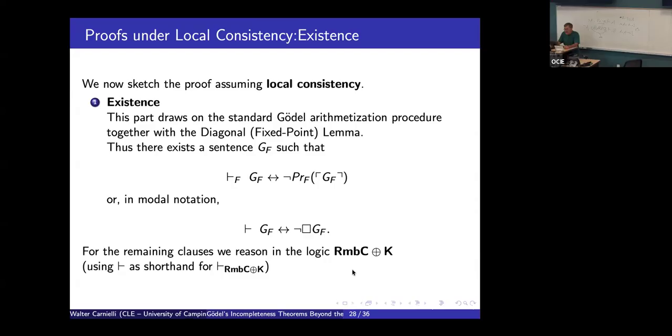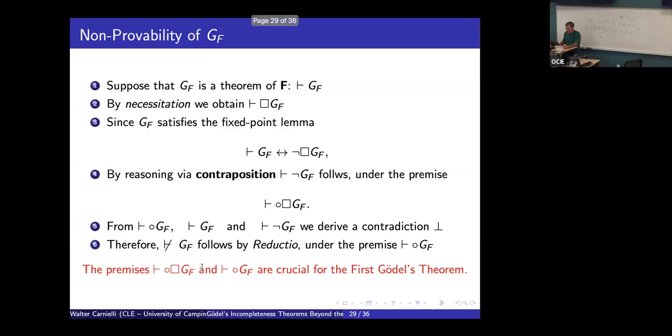Otherwise I don't finish. So okay, we now sketch a proof. Existence is basically, I go quickly because I'm running out of time. Existence is based on a diagonal fixed point lemma. So existence is okay. It's a mathematical thing. Many things in mathematics are existential, right? That's why Brouwer objected against classical mathematics. Provability of G_F, non-provability of G_F. Now suppose that G_F is provable. By necessitation, we obtain that box G is also provable.